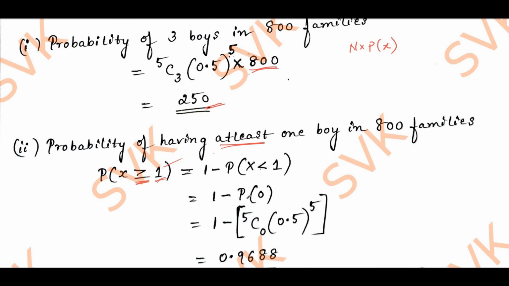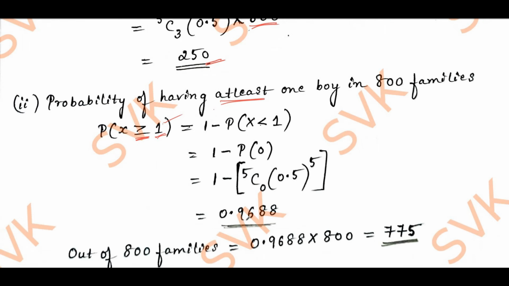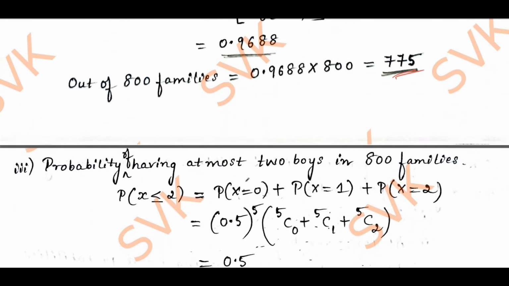1 minus P of 0. So just put x equal to 0. We are going to get 5C0 into 0.5 whole power 5. Simplifying that, we are going to get 0.9688. Multiply this value by 800, so we are going to get the answer as 775. So moving on to the next question.